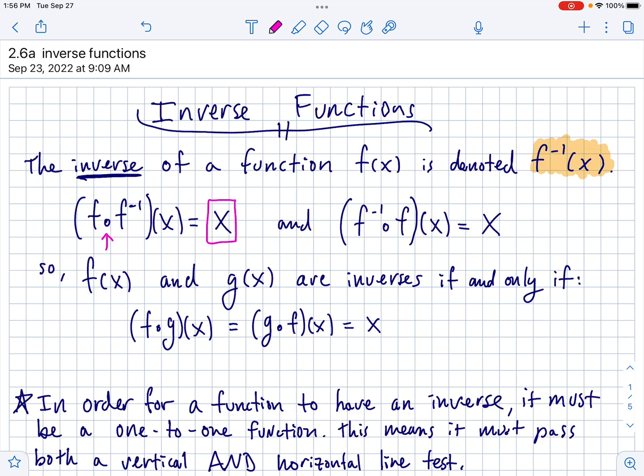f composed with f's inverse should be x, but also the reversal: f of f's inverse, and you can take f's inverse of f. That should also be equal to x. This will happen anytime you have a function and its inverse. Another way to say this is that f of x and g of x will be inverses of each other if and only if f∘g of x and g∘f of x are equal to just x.